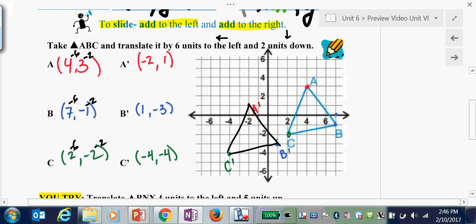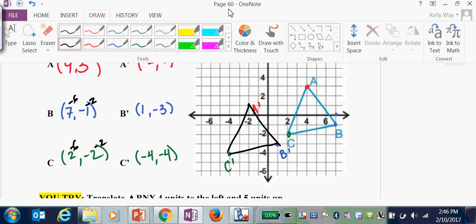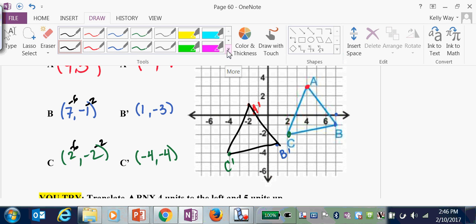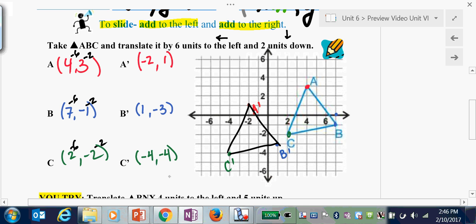Now that's the mathematical way of moving this. There's also what I call the bunny hop method, which some of you might actually prefer, and it's perfectly acceptable. Let me show you what I mean. It says we're going to go 6 to the left and 2 down. So start at A and just bunny hop 6 to the left. Now go 2 down. Boom, there it is. And you do that with all your points.